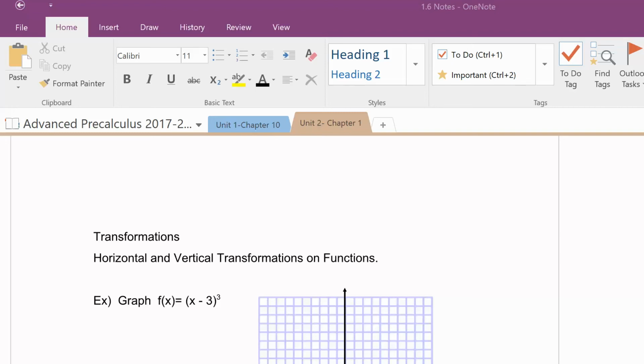Welcome to tonight's video on horizontal and vertical transformations, and basically all types of transformations on the 6 basic functions. The first type of transformations we're going to talk about are called horizontal shifts. Horizontal shifts occur when you're adding and subtracting inside the function.